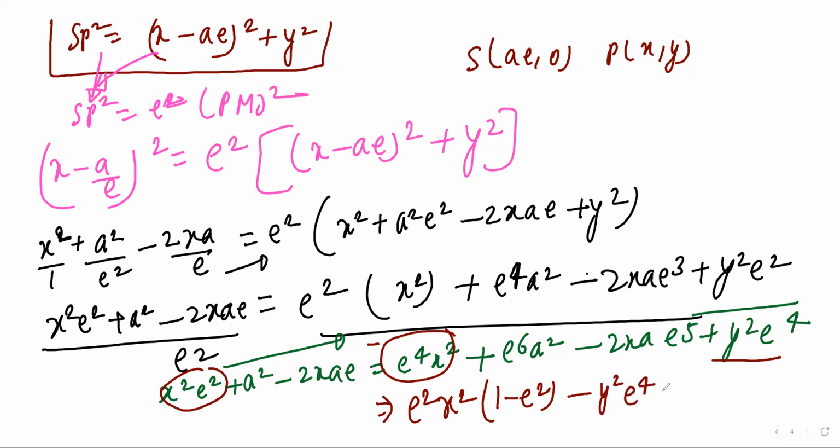Now write the remaining part. Remaining is plus a² minus 2xae, minus e⁶a² minus 2xae⁵, is equal to 0. So write out to this point, then I will tell you the next step.